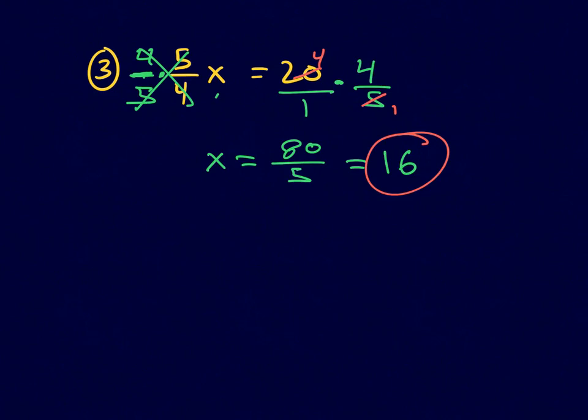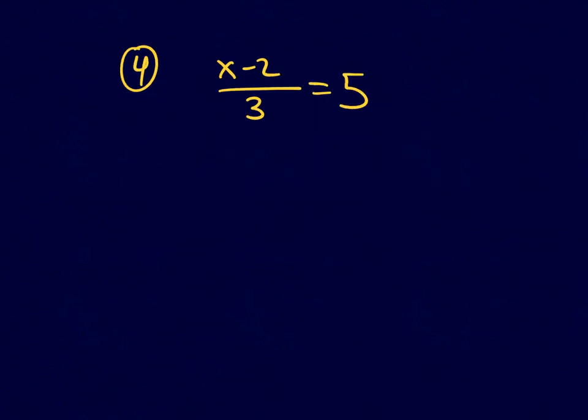All right, and one last problem here, number 4. Here's another fraction. What you've got to notice here, though, is that this fraction has a couple things in the numerator, x minus 2. So in a way, when you see that, it's like there's parentheses there. So the first step we have to do is to free that numerator up.